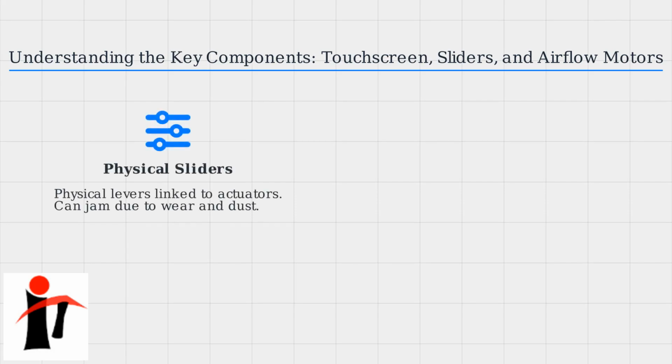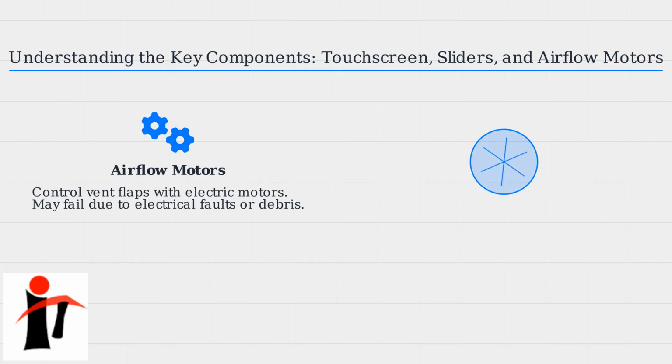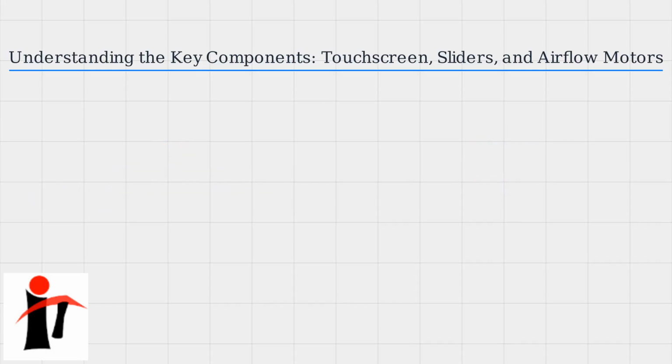Physical sliders are mechanical levers on the console. They connect to actuators that control airflow direction. These can become stuck or jam over time due to dust accumulation or wear. Airflow motors are electric motors that control the vent flaps. They power the movement of air through different vents. Failures can occur from electrical issues or debris buildup, leading to no airflow, uneven distribution, or grinding noises.